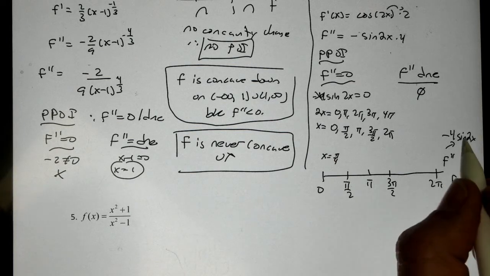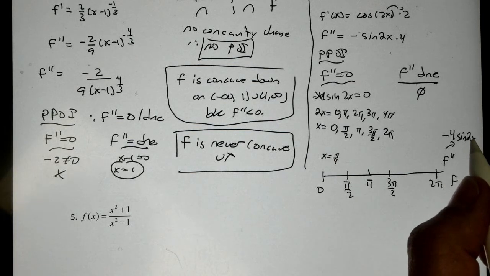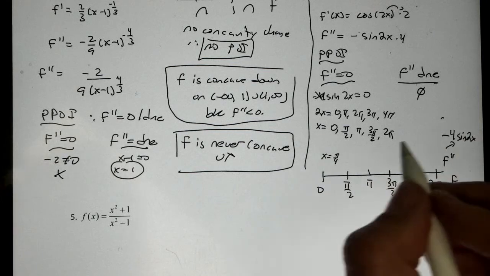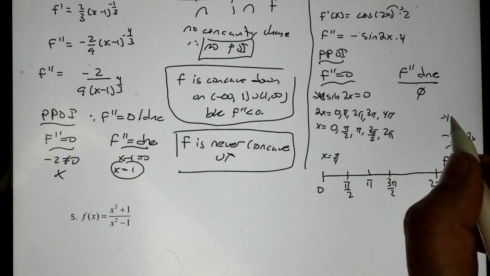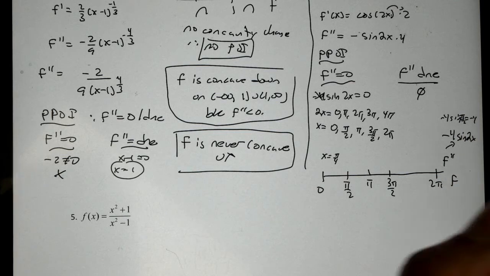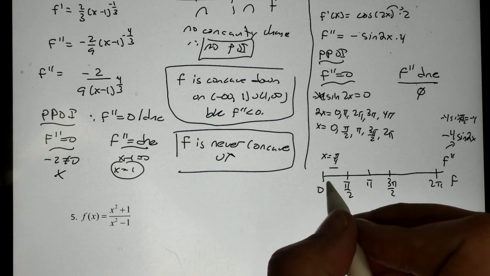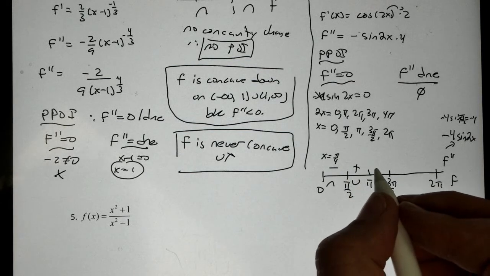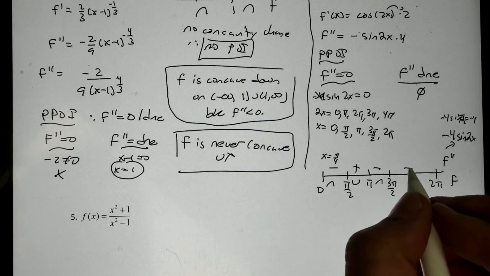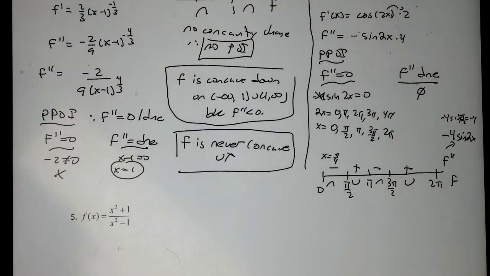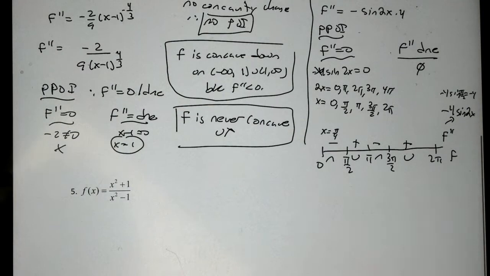If I plug in pi over 4, well, the sine of 2 times pi over 4, this becomes negative 4 sine pi over 2, which is negative 4. So I know this is negative, so it's going to be concave down. Positive, concave up, negative, concave down, positive, concave up. Trig functions want to alternate, so I'm going to use that to my advantage here. And then I can answer.